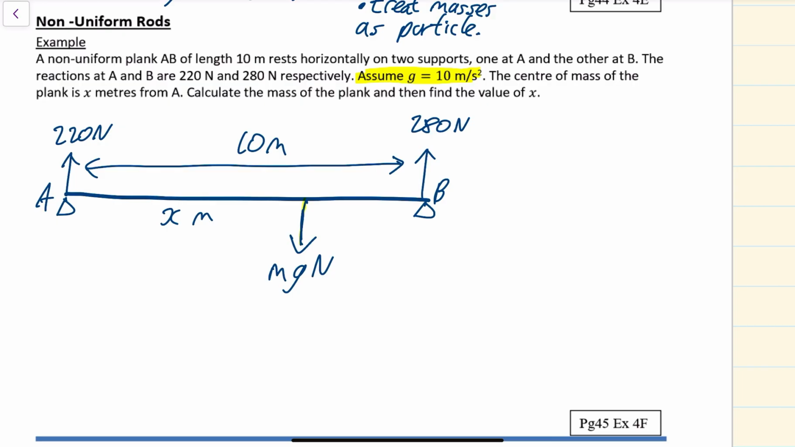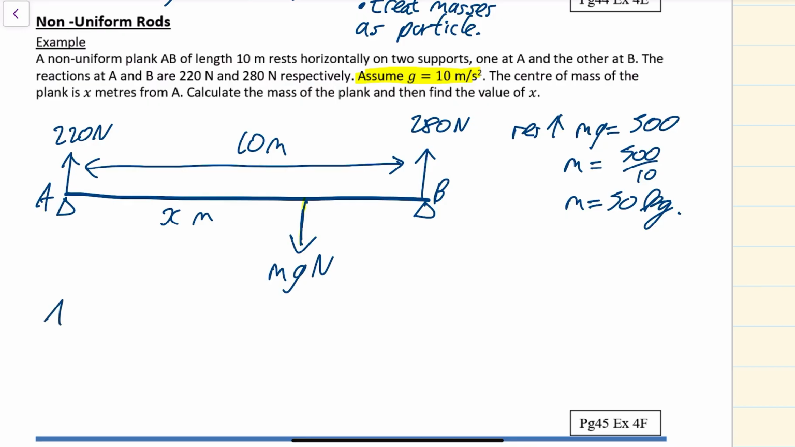Okay, all we can do, remember, same again, resolve vertically. Going downwards you've got mg, and going upwards, 220 plus 280, you're going to have 500. And then m is equal to 500 divided by g. Remember, g in this question is 10, so m equals 50 kilograms. We worked out the mass of our plank is 50 kilograms already.